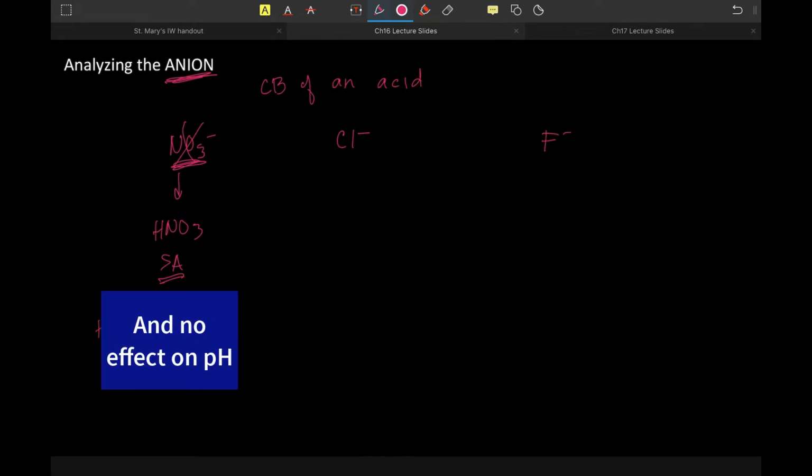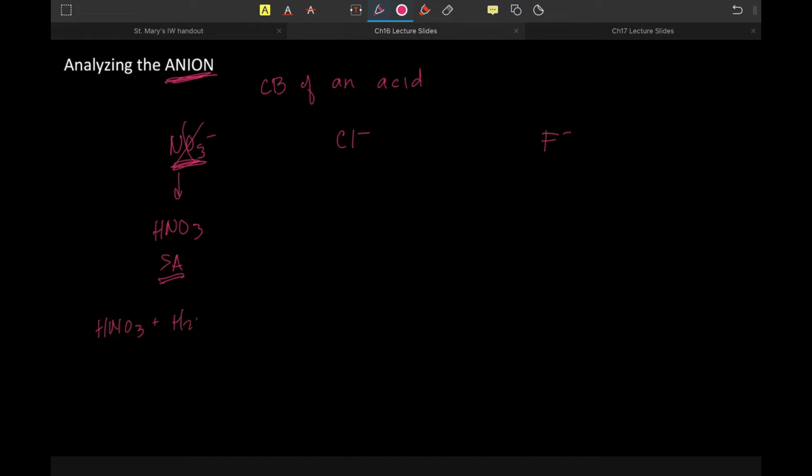Just to be crystal clear here, HNO3 plus H2O goes 100% this way, which means that NO3 minus plus H2O to form HNO3 plus OH minus, none. Does that make sense? Because if this has a ginormous K, this has a K approaching 0. All right. Moving on to the chloride ion.